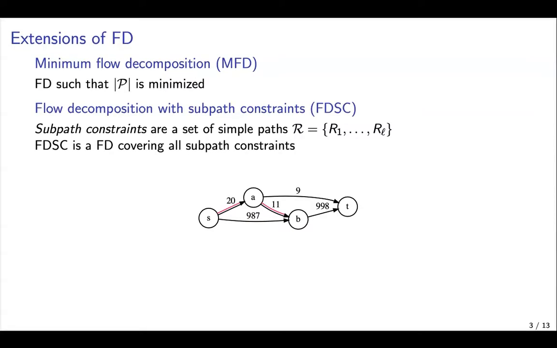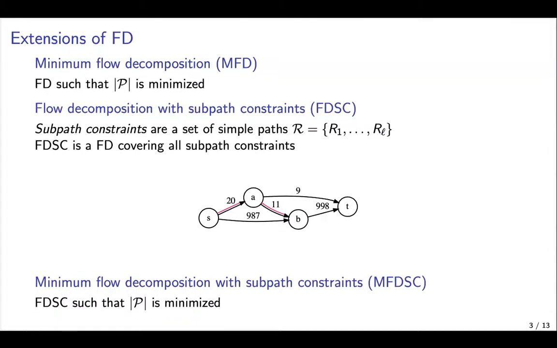In this paper, we define the flow decomposition with subpath constraints problem, or FDSC. Here, we're given a set of simple paths, and we need to find a decomposition that not only decomposes the flow, but also covers all of the subpath constraints. In the example here, the pink path would be a subpath constraint. And finally, MFDSC is the minimum version of FDSC.